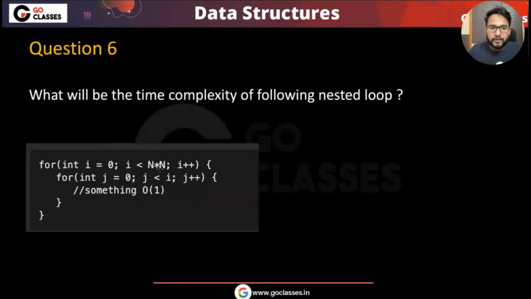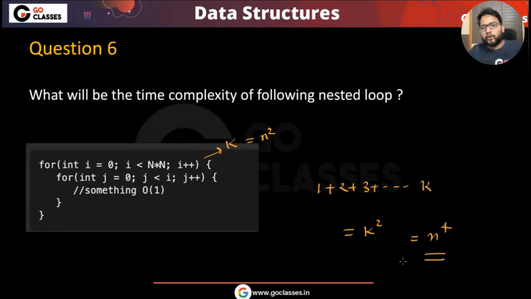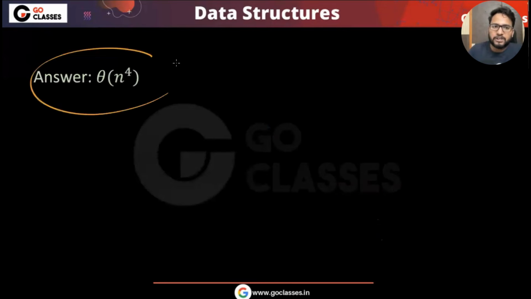Now they're saying this is going to run n square times, I think, right? This is going to run n square times. And this is going to run i times. So let's suppose this is going to run k times. Instead of n square, I will put k, but you are going to run it 1 time plus 2 times plus 3 times till k times, which is k square, which is n power 4. I hope that is fine. So n power 4, easy enough, right?